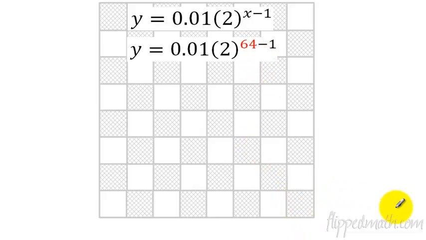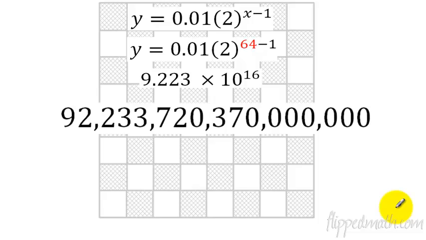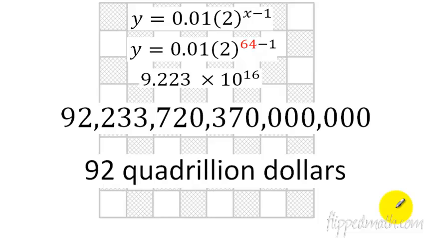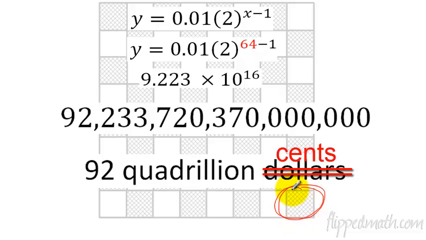we'd get how much money is just on the last square. So if we do this, plug in our trusty calculator, we get some crazy thing like this. 9.223 times 10 to the 16th power. How big is that? 92 with a bunch of other numbers behind it. Look how long that is. That's $92 quadrillion. That's how much is right here on the last square alone.